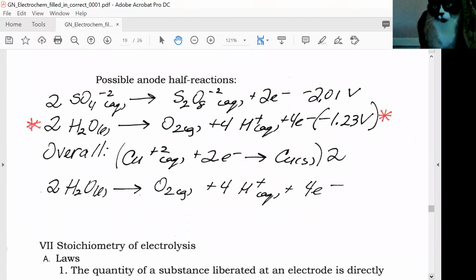The possible anode half reactions: 2 sulfate going to S2O8 2- plus 2 electrons with a minus 2.01 volts, or 2 water liquid goes to oxygen gas plus 4H plus plus 4 electrons, that's a minus 1.23 volts. We're going to pick this one because this number is larger than this one.